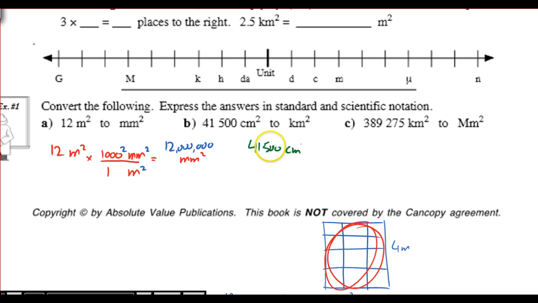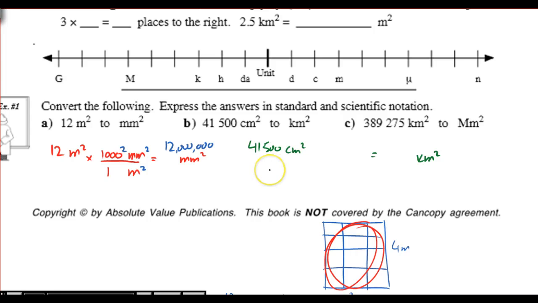41,500 centimeters squared, and we want to get to kilometers squared. Now we're going back the other way, so it's going to take a lot fewer kilometers to cover that many centimeters. Remember, a centimeter squared is about the area of your pinky fingernail. It's not a very big area, so basically we have 41,000 of your little fingernails. Sounds kind of gross. Sorry.